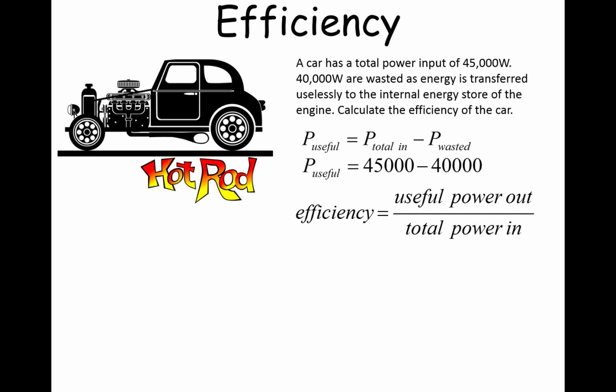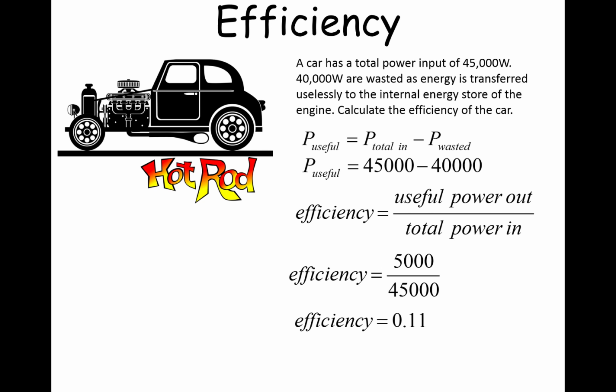So we write down our equation again. We put 5,000 watts divided by 45,000 watts, and that gives us an answer of 0.11. And if we want it as a percentage, we simply times it by 100%, giving us an 11% efficiency.